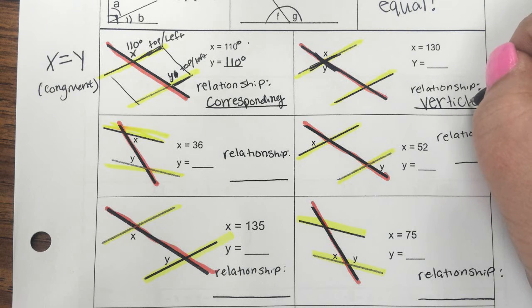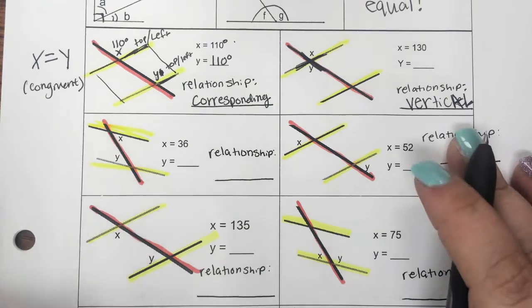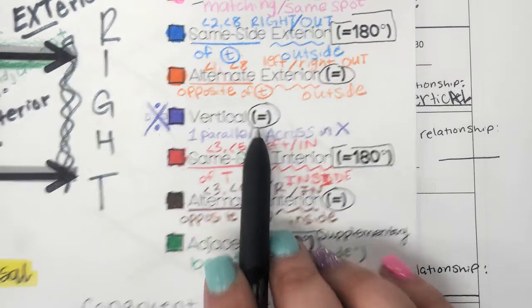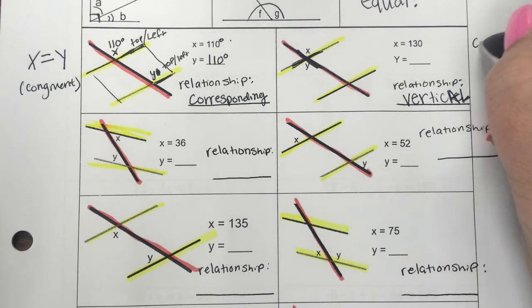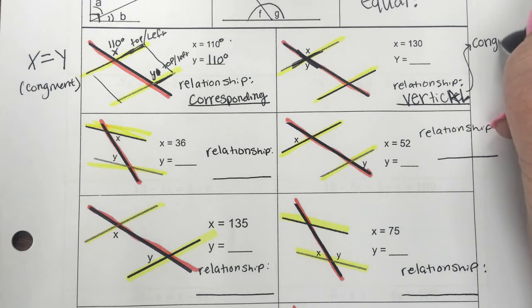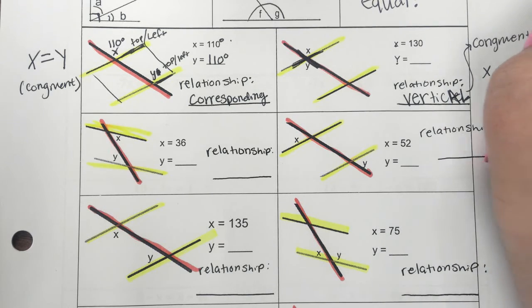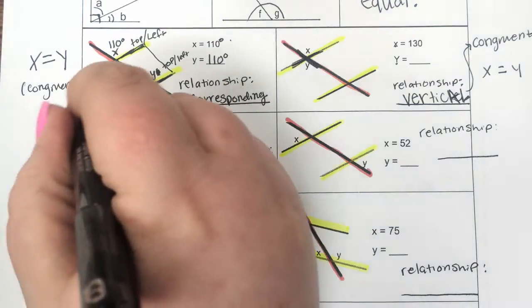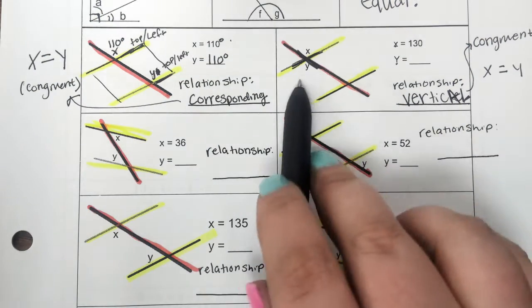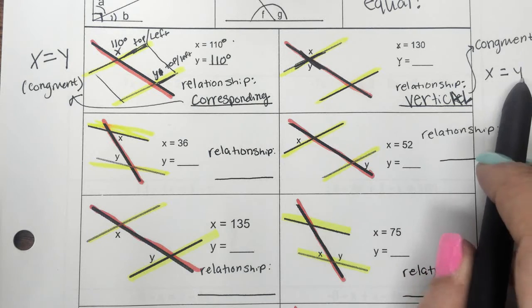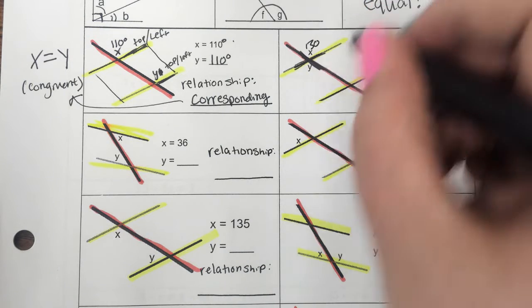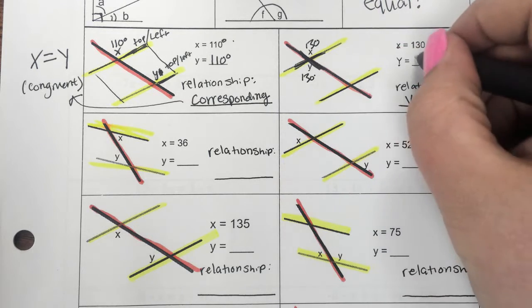I spelled vertical wrong. Vertical. Okay. Now vertical angles, we learned, were congruent. Since vertical angles are congruent, that means X and Y have to be equal. Because I had vertical angles, I know that they're congruent, which means X and Y are equal. So if X is 130 degrees, that means Y is also 130 degrees.